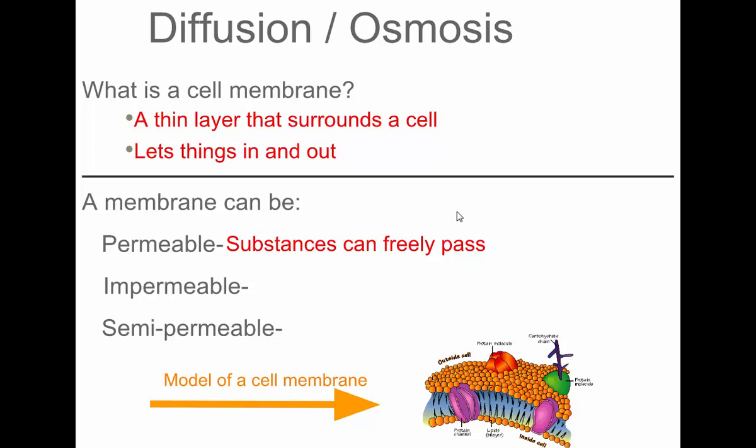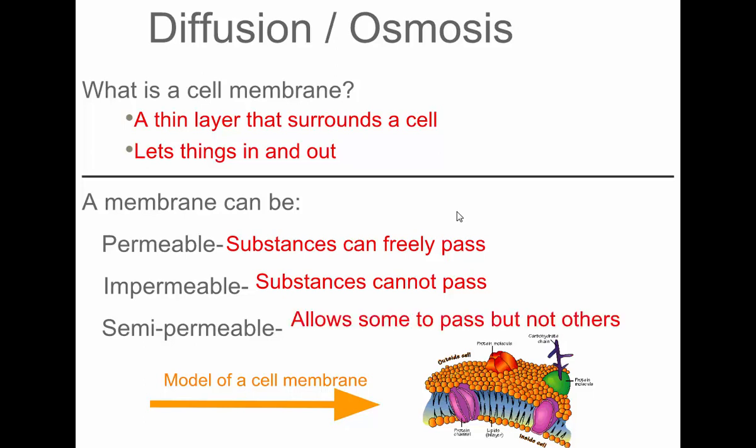But that doorway also is impermeable to elephants. Impermeable to cars. They cannot freely pass through that doorway. Impermeable means a substance cannot pass through. So the cell membrane around the cell is what we call a semi-permeable membrane. It means some substances can pass through while others cannot.